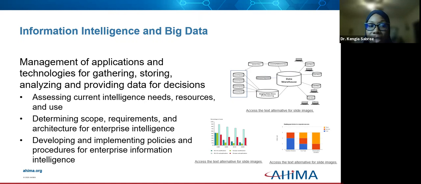So we must assess the current intelligence needs, resources, and use. We must determine the scope, requirements, and architecture for enterprise intelligence. And then we must develop and implement policies and procedures for enterprise information intelligence.